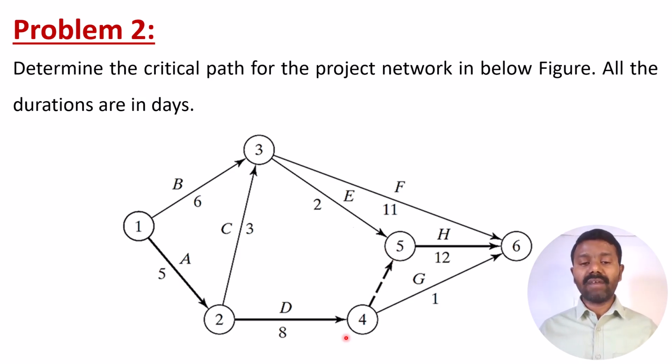Okay, so that means the fifth activity needs to be started only after completing the third activity, E activity and this dummy activity also, even though it doesn't take any time. So the fourth activity needs to be completed before it starts the fifth activity. So that is what this dummy activity will tell us.